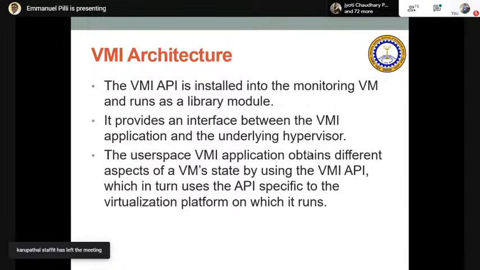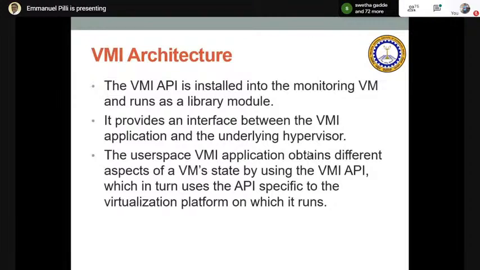The VMI is installed into the monitoring VM and runs as a library module. You just have to install libVMI and then everything is taken care of. It provides an interface between the VMI application and the underlying hypervisor. And lastly, the user space VMI application obtains different aspects of a VM state by using the VMI API, which in turn uses an API specific to the virtualization platform on which it runs.